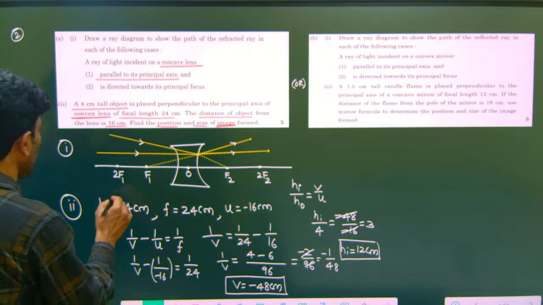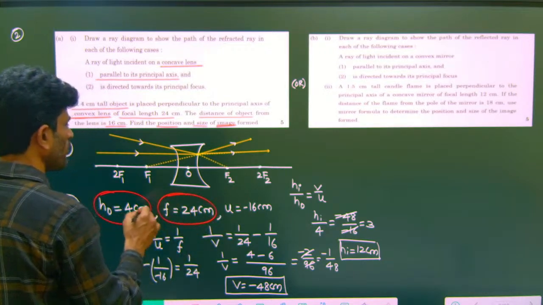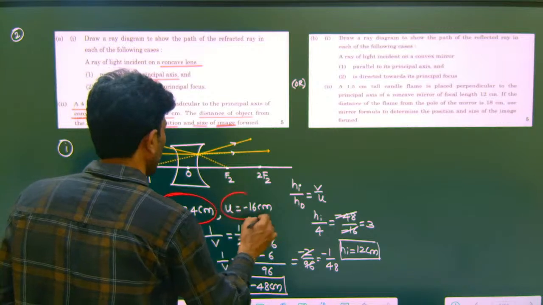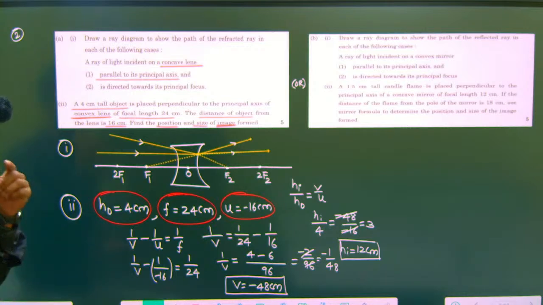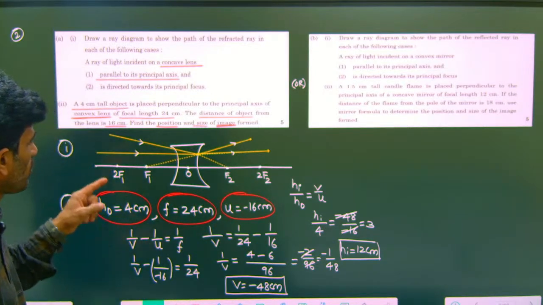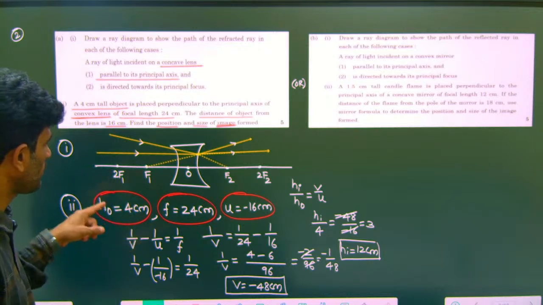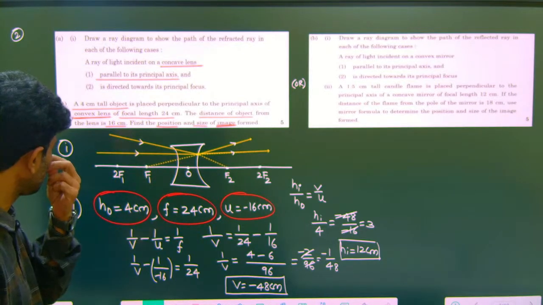So first you have to identify these values. What is h_o, how much? What is the focal length, it is a convex lens, and what is the object distance. Focal length is 24 and object distance is minus 16. That means what? The object is kept between the optical center and focus.